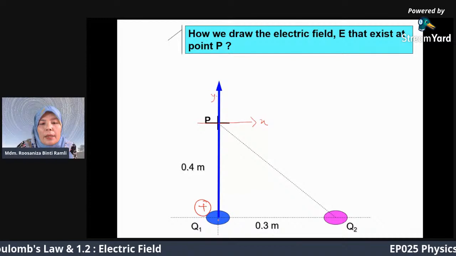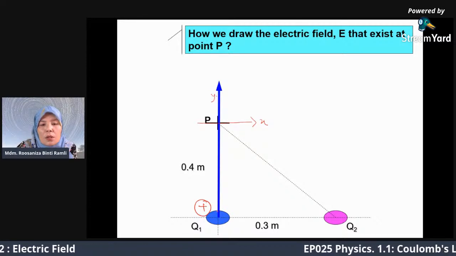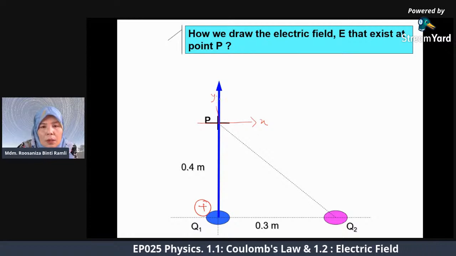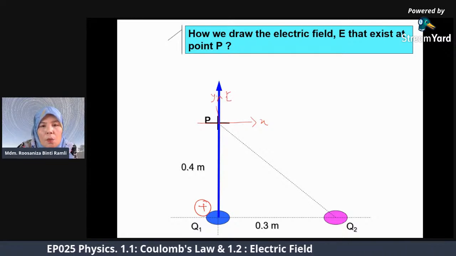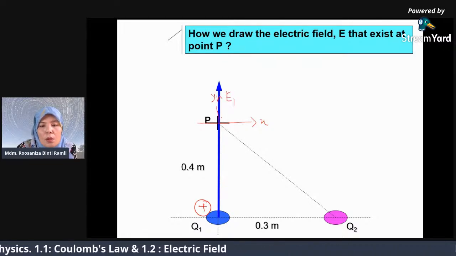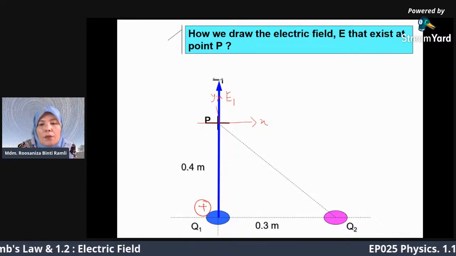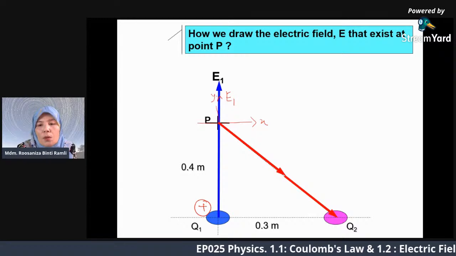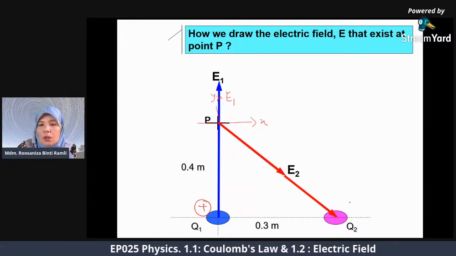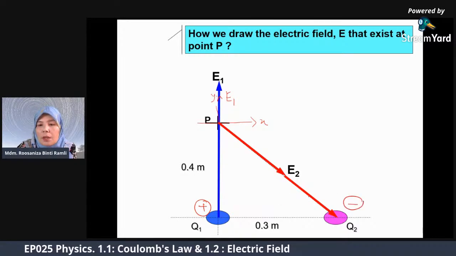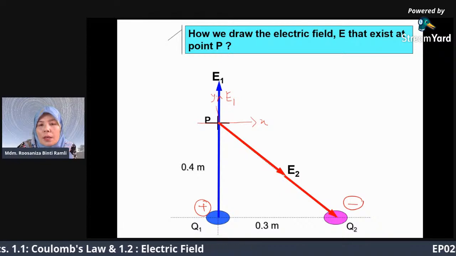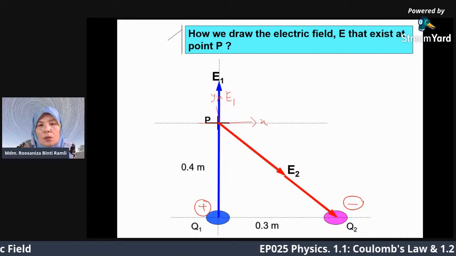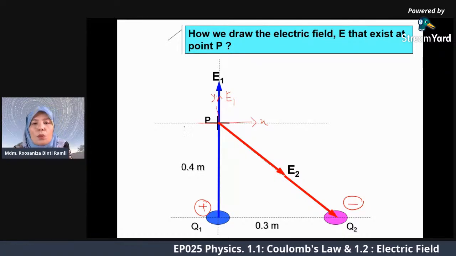For Q1, Q1 is a positive charge, so you draw the direction outward. This is E1. Q1 produces E1. Then for Q2, Q2 is negative, so the direction is inward. So at this point you draw E2.